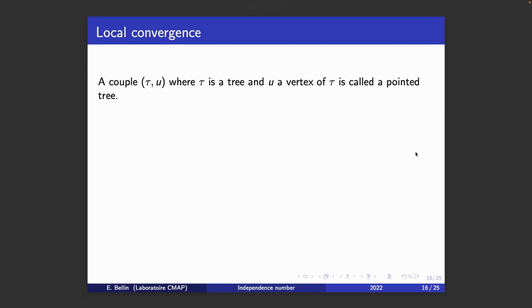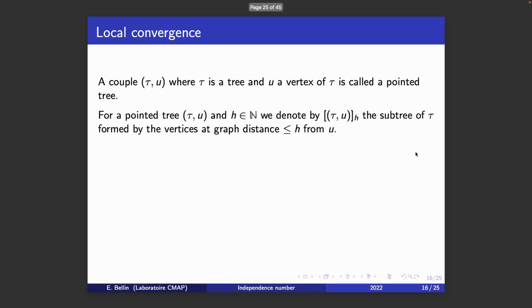To find the asymptotic, I will use the notion of local convergence. So I quickly recall what it is. A couple tau, u, where tau is a tree and u a vertex of tau, is simply a pointed tree. And I define a notion of ball for a pointed tree. If I take an integer h, the ball of radius h is all the vertices at graph distance at most h of u. So you can see this as a ball for the graph distance.